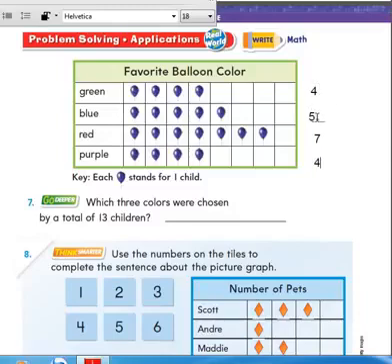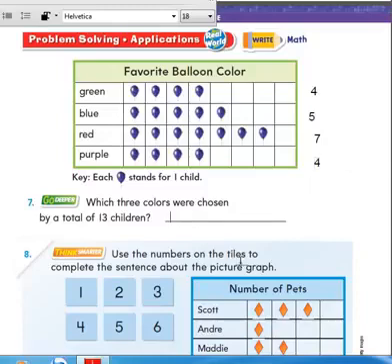4 plus 5 is 9. 9 plus 7, will it give me 13? Of course not. So let's try 9 plus 4. 9 plus 4, yes, there are 13. So what did we do here? We added the children. We chose the green color and the blue color with the purple color.